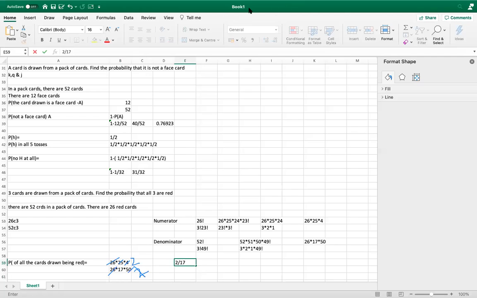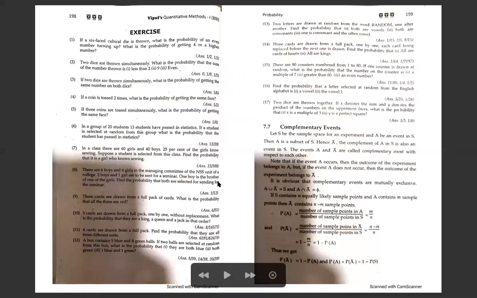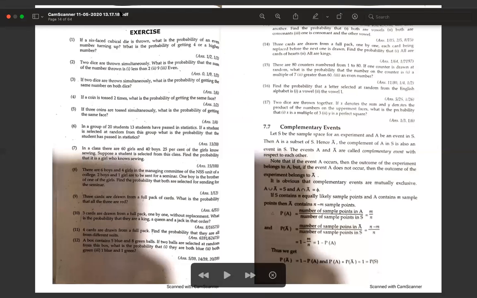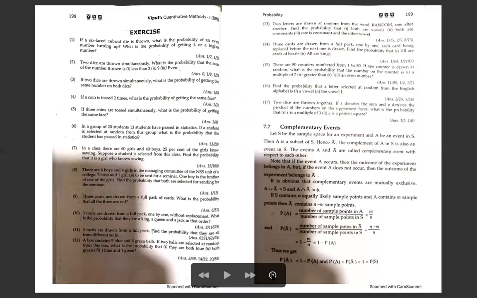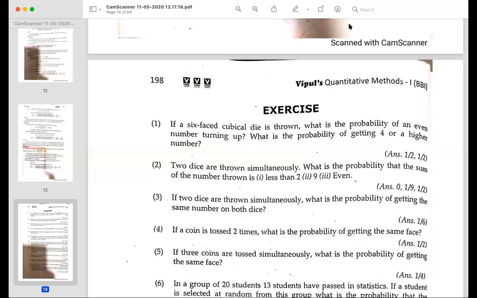Any doubt? Yes, ma'am. So let's see here. What is the answer here? Actually, you don't need to refer the answer in case you are very confident. ठीक है? So 2 by 17 or 6 by 51 is the same thing. ठीक है? 6 by 51 करके देखो आप, 2 by 17 ही आएगा. Any doubts? Clear?